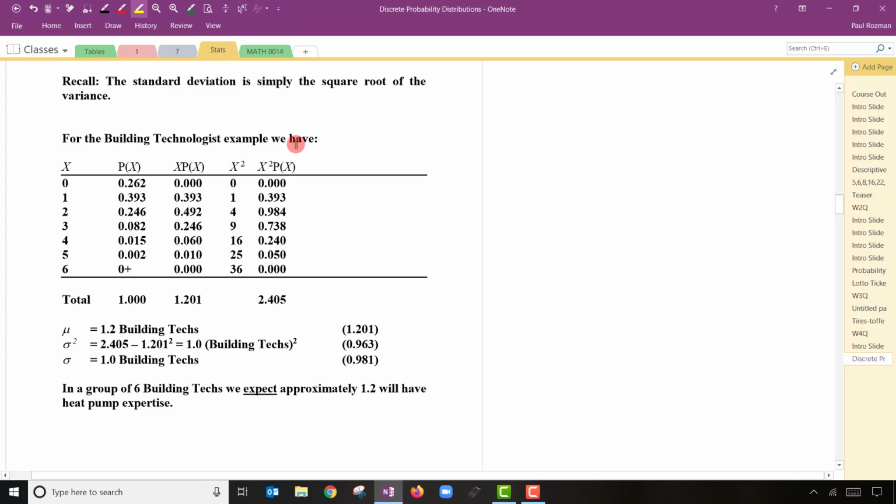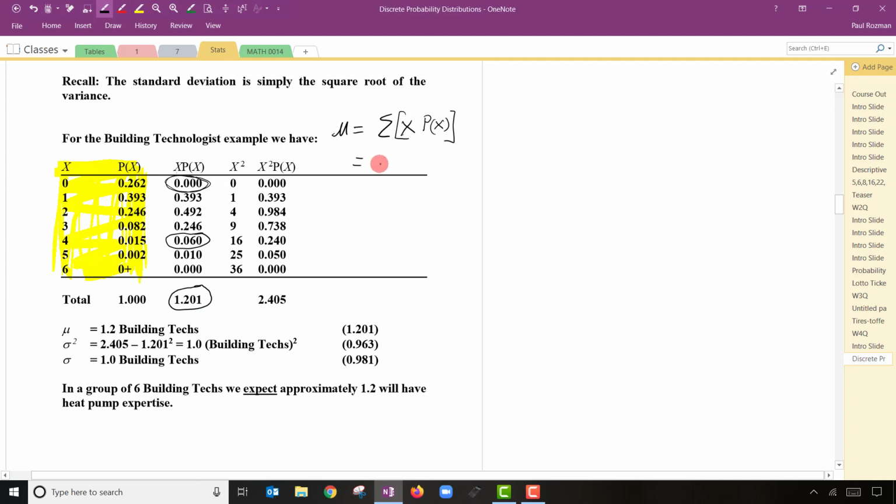In my building technologist example, we can actually calculate these things. I just recopied the data that we had. This is what was plotted. To calculate the mean, it's the sum of each outcome times its probability. So I need to multiply each outcome times its probability. So this value right here is just 0 times 0.262. And this value right here is 4 times 0.015. And you have to do it for all of them. So these are all the products of X and their weight or probability. Now we add this column up, and that's our mean.